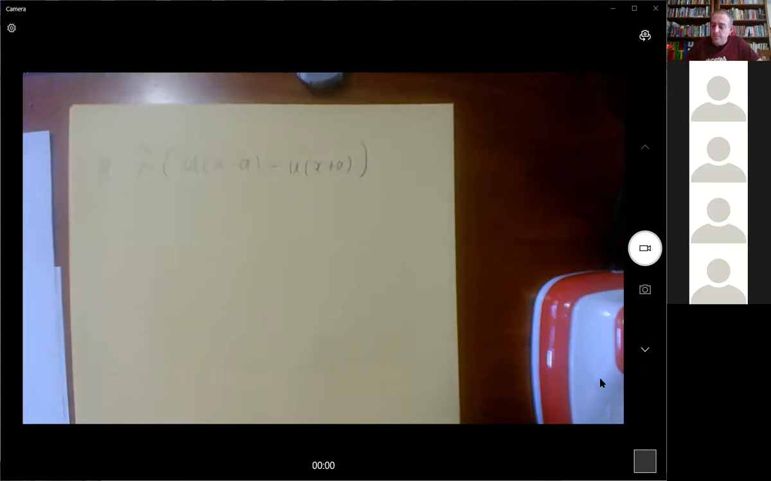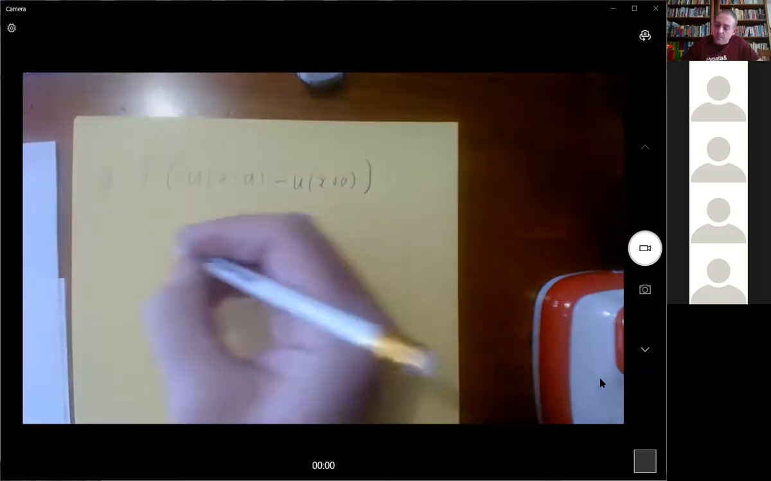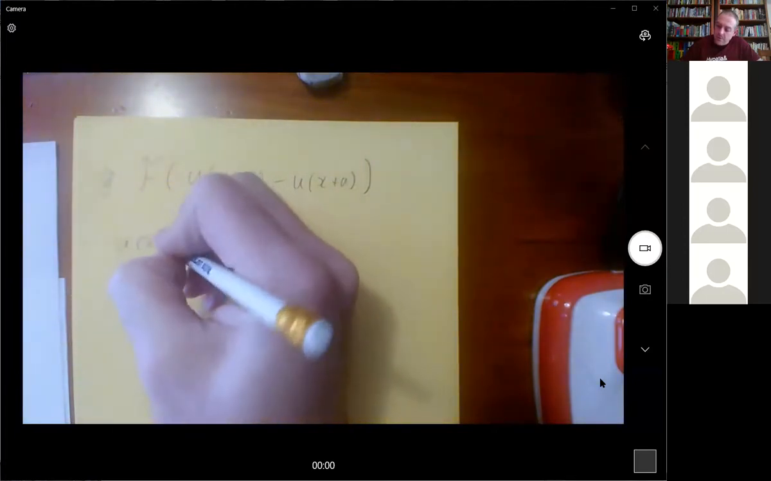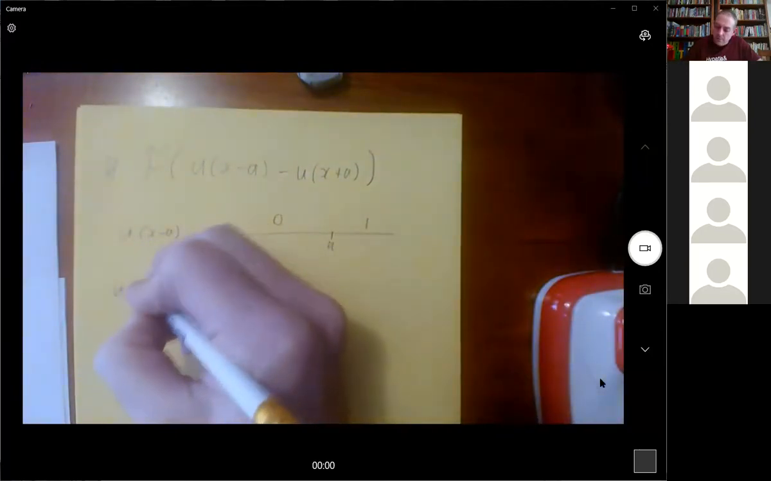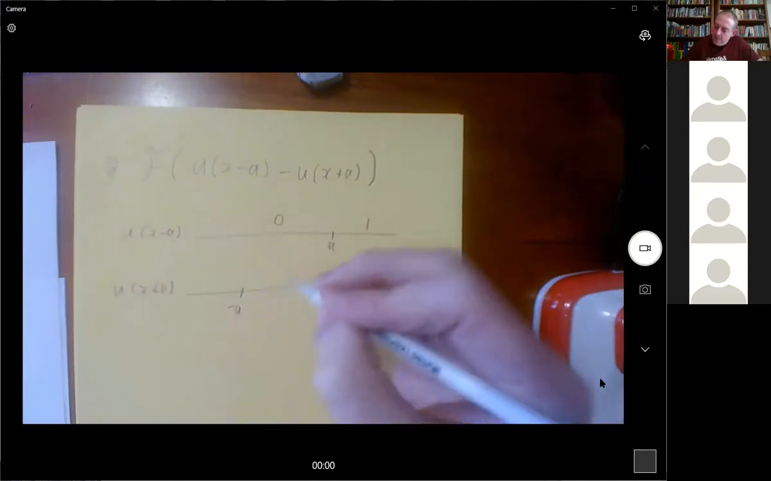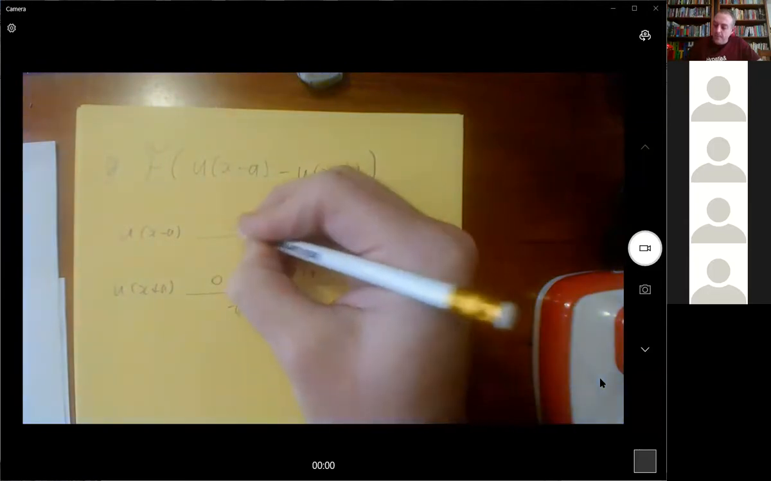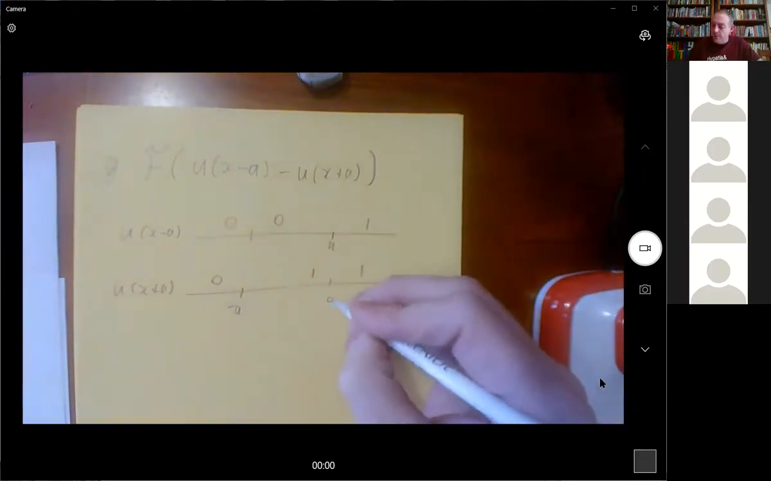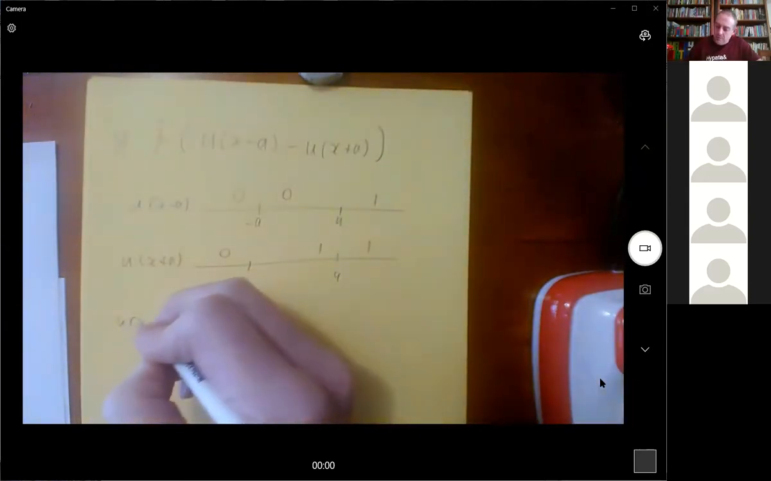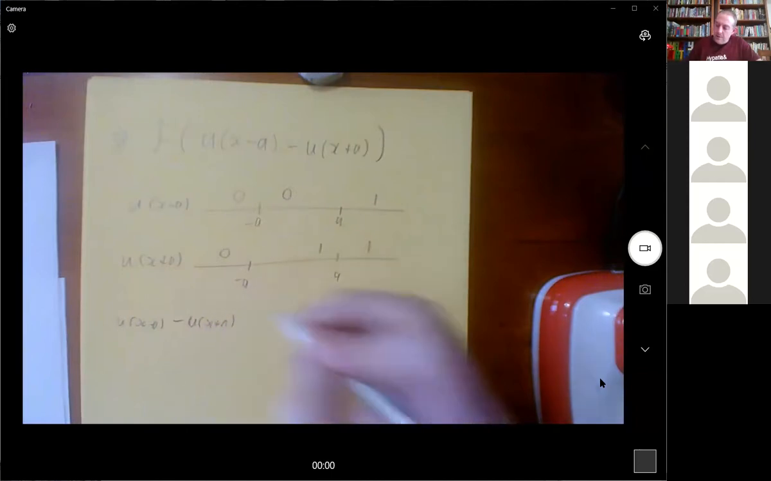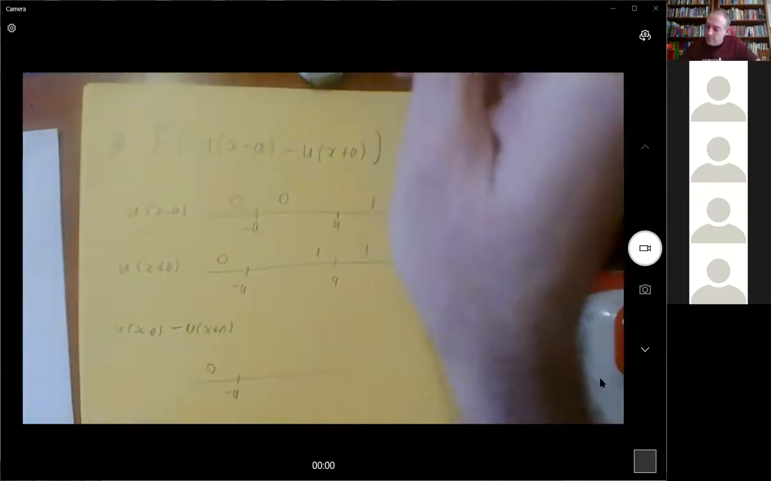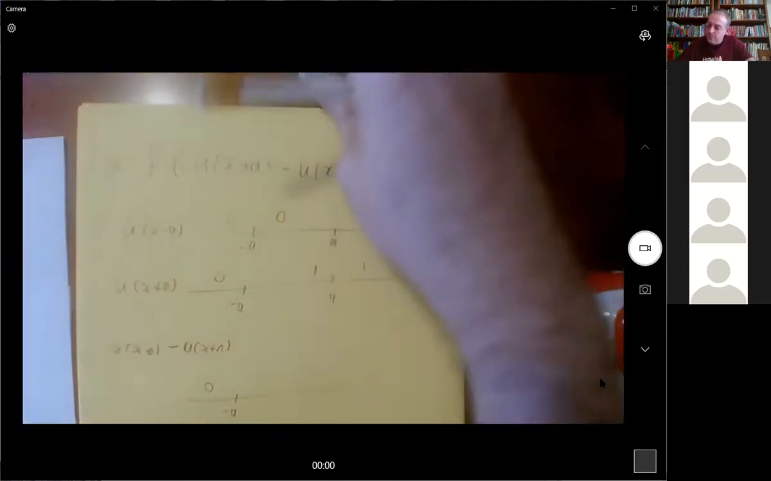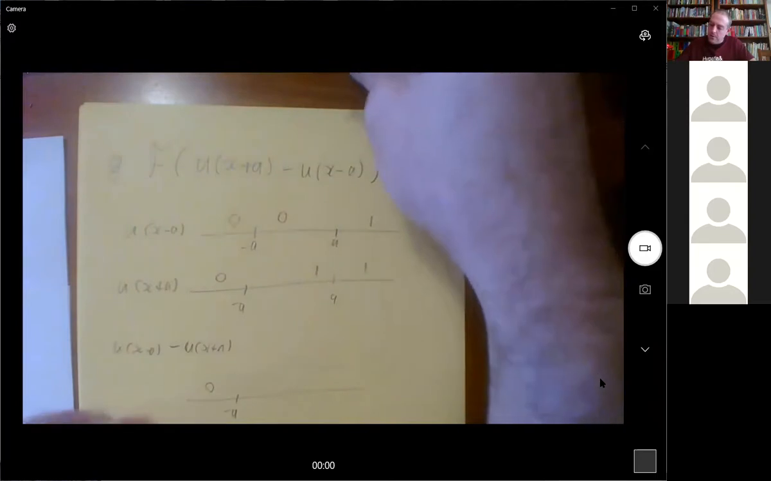I just want to do this, if that's okay, just to make sure that I know what's going on here. So this function here, u of x minus a, at the point a, it's 0 before it and 1 after it. And u of x plus a, at the point minus a, it's 0 before that and 1 after that. So if I just split into all three zones, then u of x minus a minus u of x plus a is 0 minus 0 here. 0, no, wrong way around. So should I have done it this way? Yes, awesome.